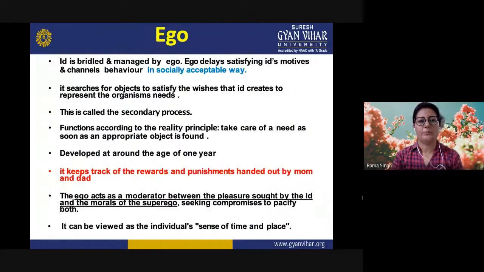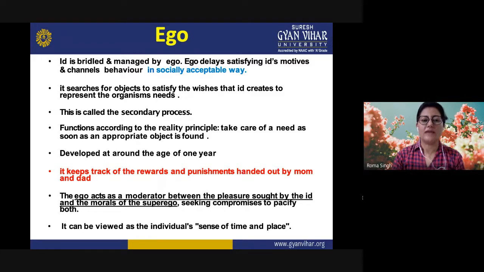Then there is ego. Id is bridled and managed by ego. Ego delays satisfying each motive and channels behavior in a socially acceptable way, so how you should behave in a society. It searches for objects to satisfy the wishes that id creates to represent the organism's needs. This is called the secondary process. It functions according to the reality principle and takes care of a need as soon as an appropriate object is found. It develops at around the age of 1 year, and it keeps track of the rewards and punishments handed out by mom or dad, your parents.